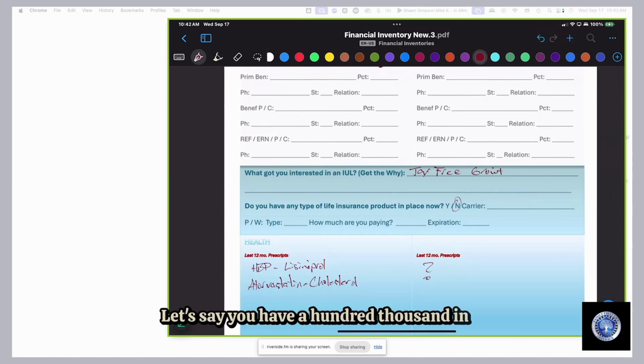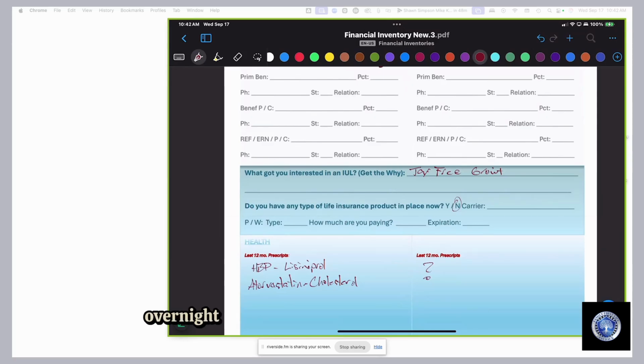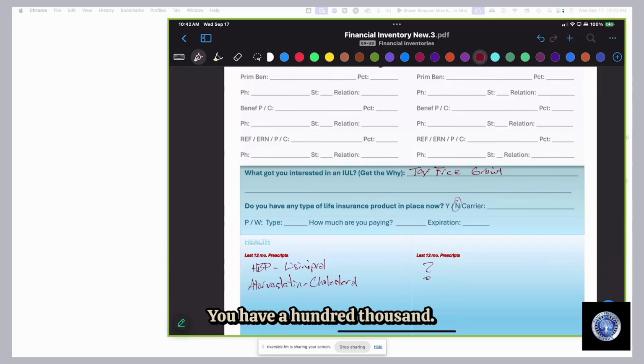Let's say you have 100,000 in a 401k and 100,000 in an IUL, and overnight the market tanks 50%. How much do you have left in your 401k? 50,000. What about your IUL? I don't know. They would say, you don't lose anything. You have 100,000. You have all of your money. You get to keep it all.